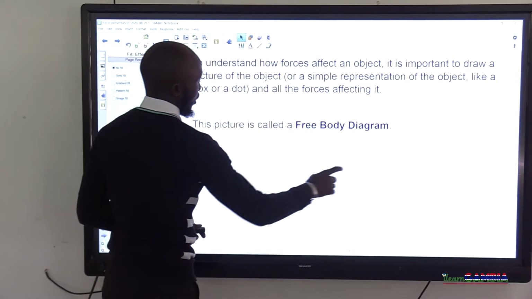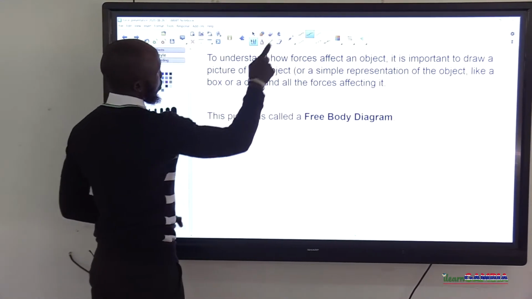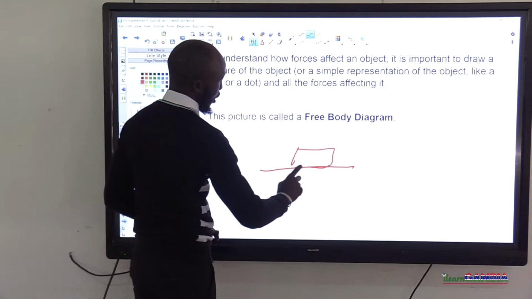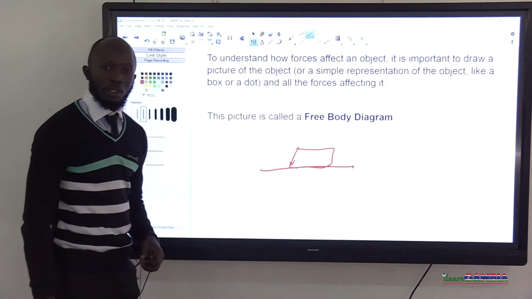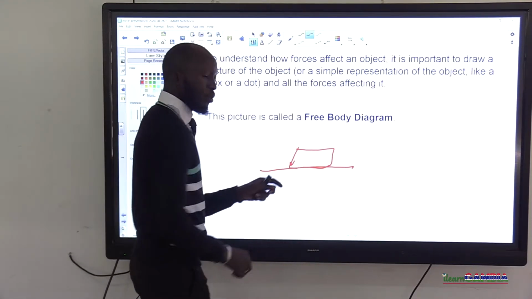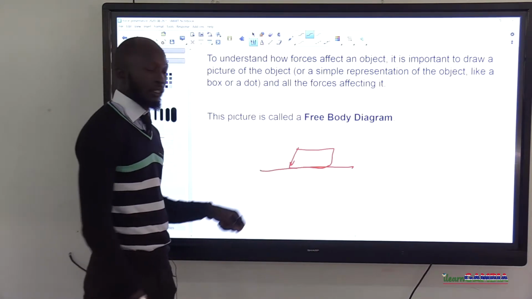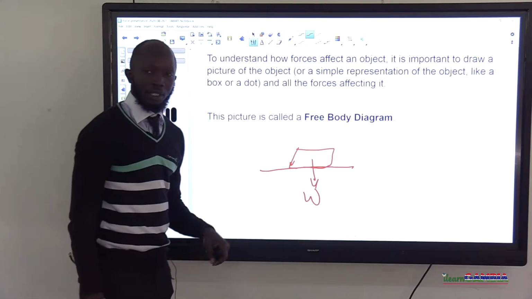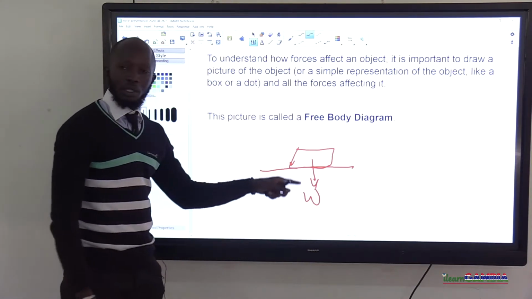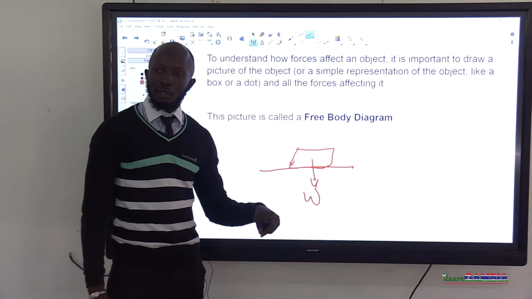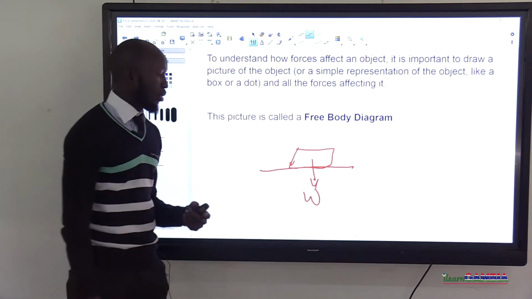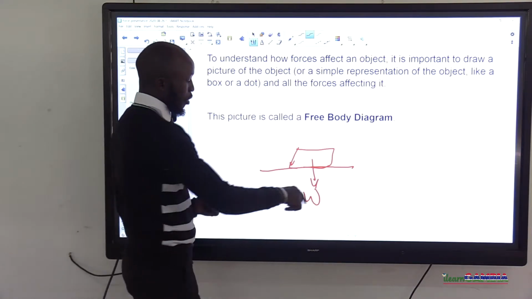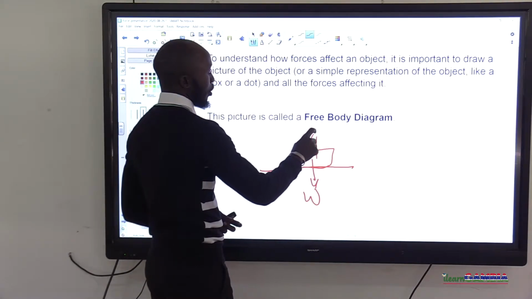So if I have, let's say this is my tabletop and I have my calculator resting on this tabletop. Now what the free body diagram does is to show all the forces that are acting on this calculator. One of the forces would obviously be the weight of the calculator itself, which points downward. You cannot draw the free body diagram without indicating the arrows, because the arrows show the direction of that particular force. And there is also a normal reaction which comes from the tabletop, and that points upwards.